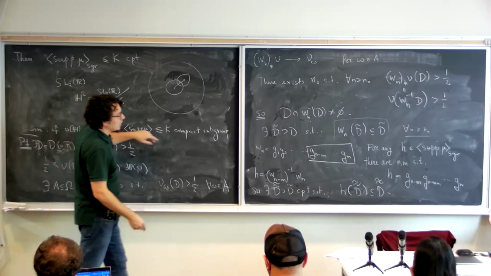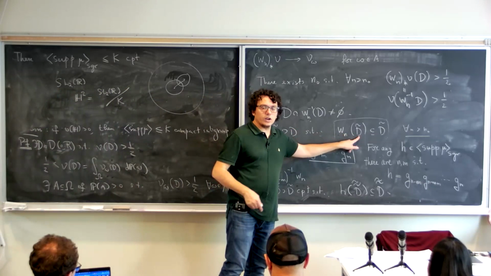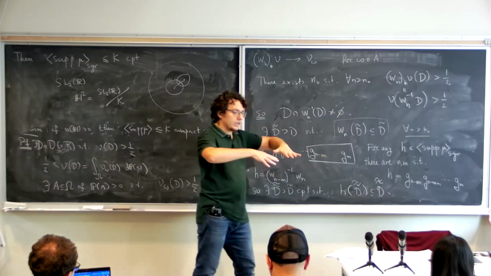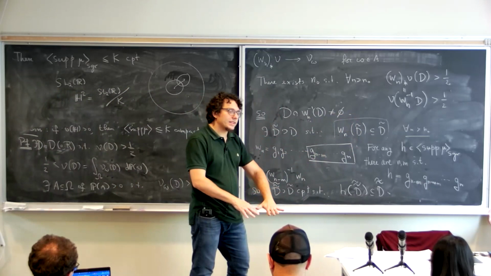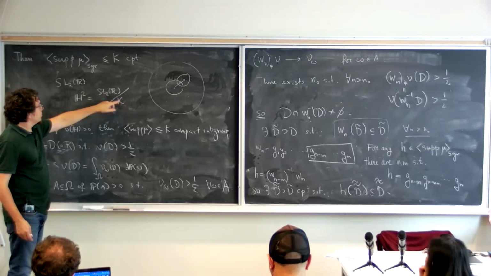So this is a group element. The lift of a disk downstairs is a compact element in the space. You can lift it to a compact subset in the group because the space is just the quotient of the group by a compact subgroup.